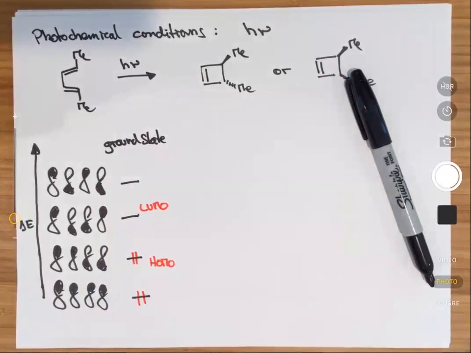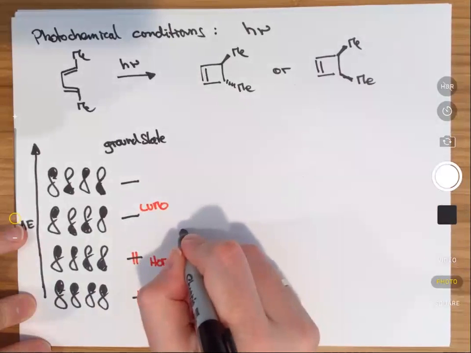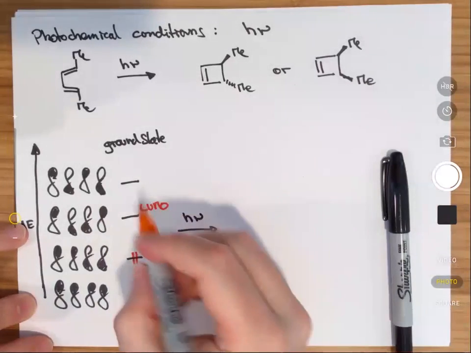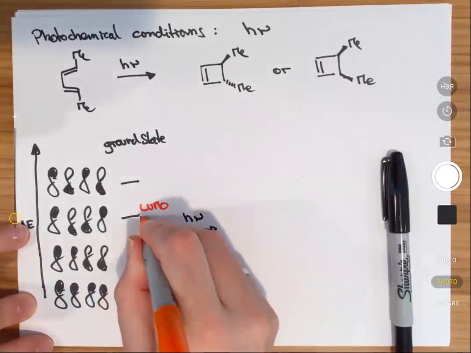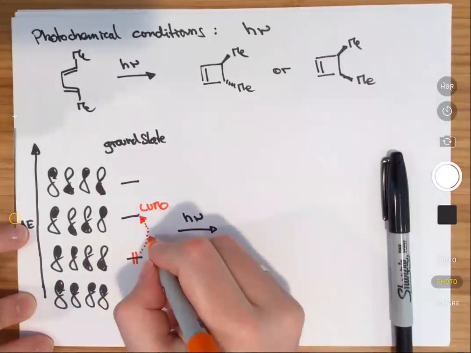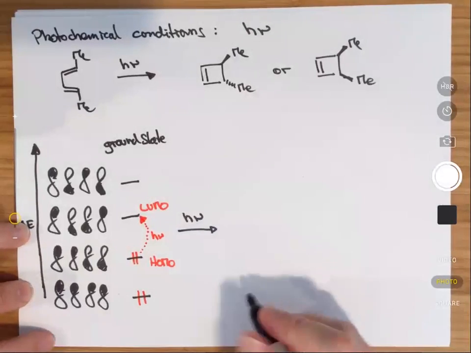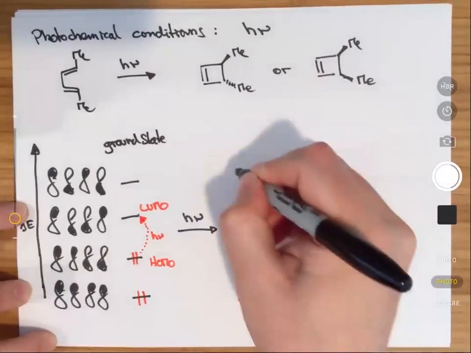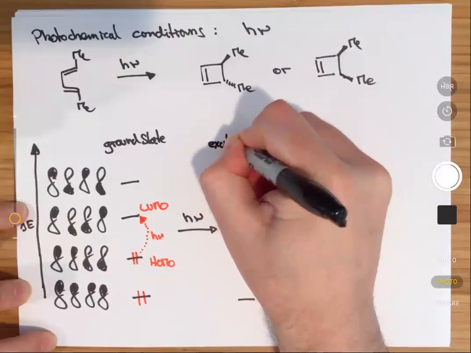However, if we run this reaction under photochemical conditions, what happens is that we excite the molecules to the first excited state. So the photon comes in and promotes one of these electrons from the highest occupied molecular orbital upwards to what is the lowest unoccupied molecular orbital. So one of these electrons gets promoted in energy, and what you get out of this then is the first excited state electronic configuration.